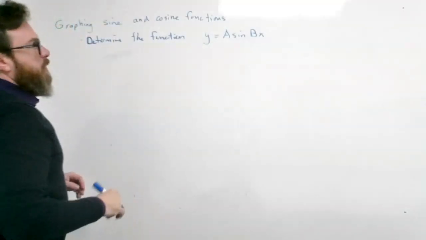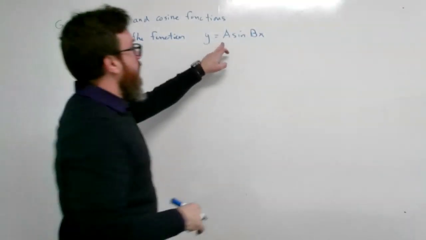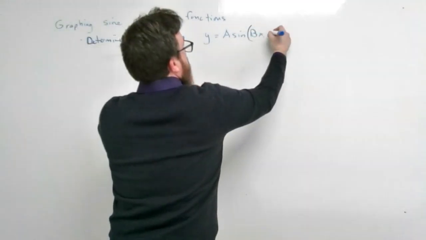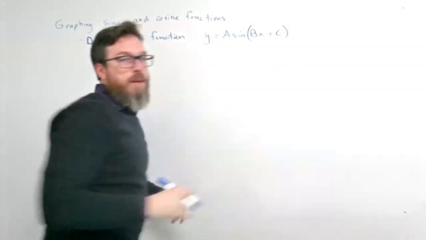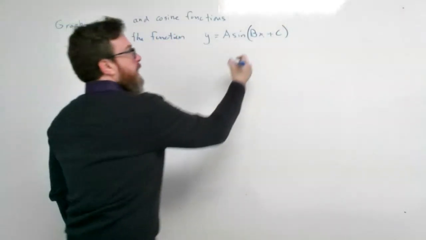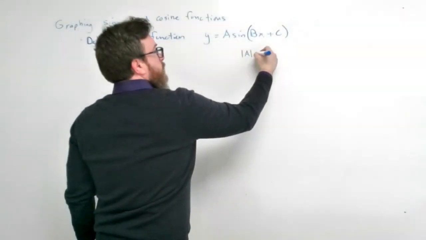What I now want to do is graph functions that are in the form of A sine of bx plus c. Now, it's very similar that the absolute value of A is going to be your amplitude.